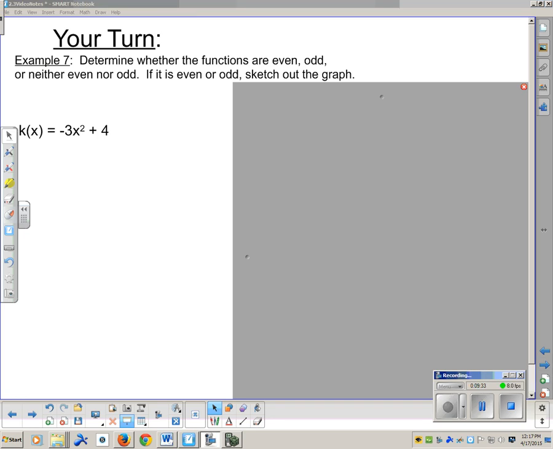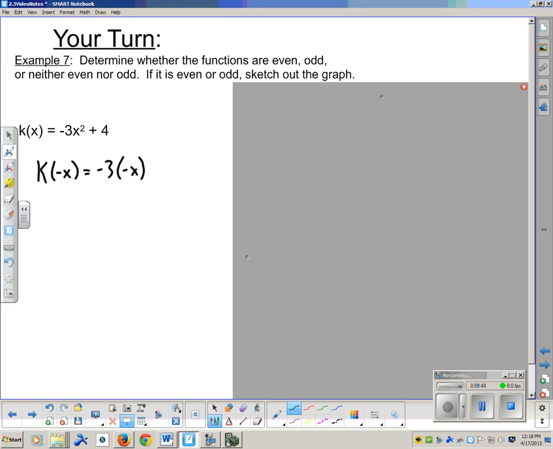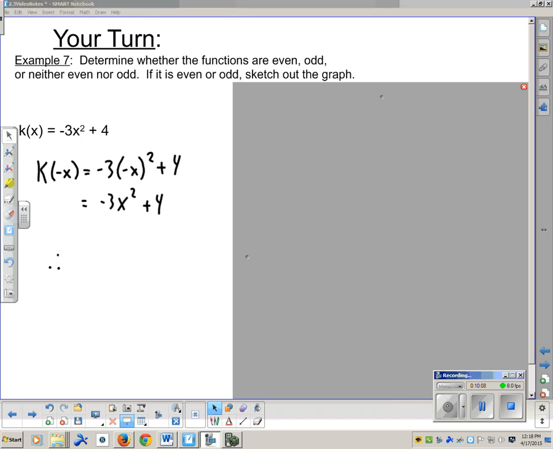So we're back here now. Determine whether functions are even, odd, or neither even nor odd. And if it's even or odd, sketch out the graph. So let's go ahead and plug in that negative x, and let's see which one it is. So we'll plug in negative x, do the math. If I take a negative and I square it, I get a positive, so I simply end up there with x squared, negative 3 in the front, plus 4. So notice I got back right to the original function here, and so therefore I can make the conclusion that it is an even function.